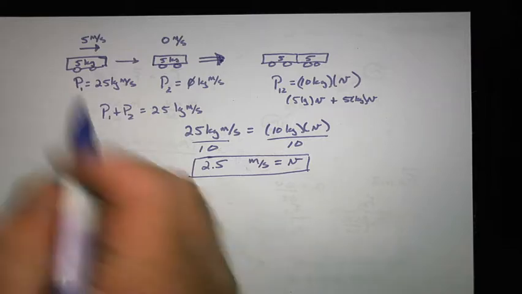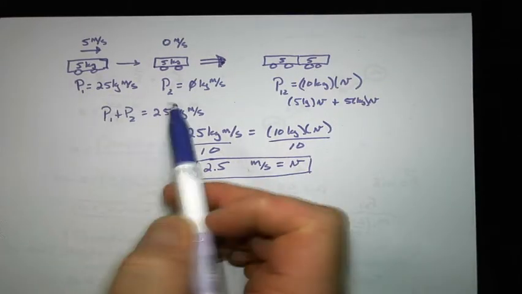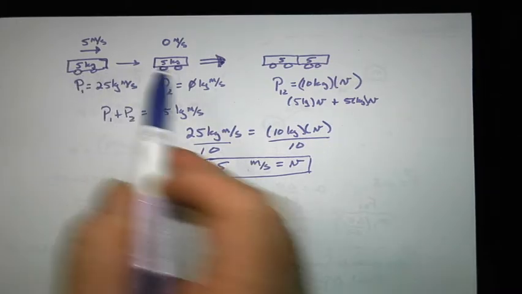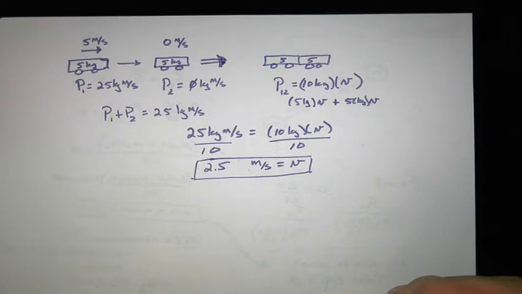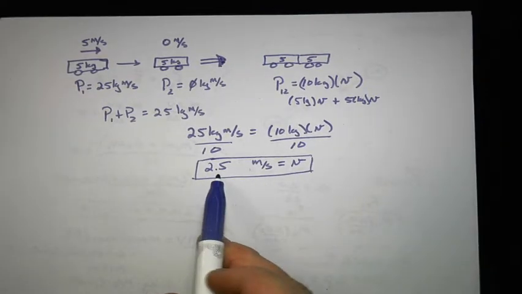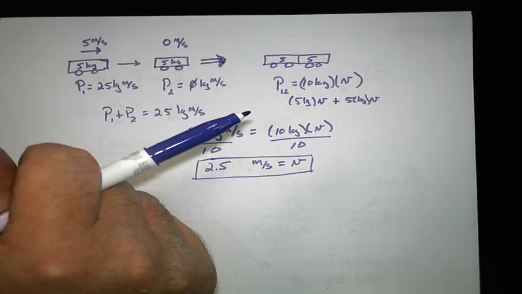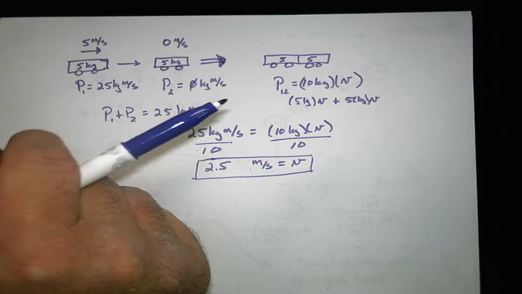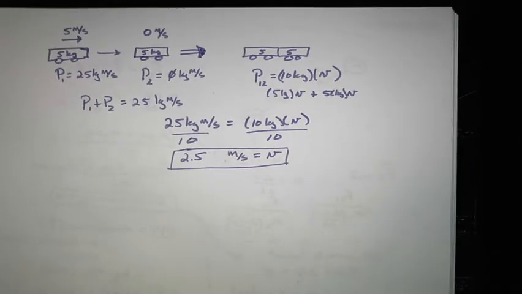Now this should make sense. If we have this much to work with, 25 kilogram meters per second is our total, and then all of a sudden we double our mass, then our velocity has to divide by 2, yeah? And 2.5 would be half of 5, yeah? Okay. This is called an inelastic collision.